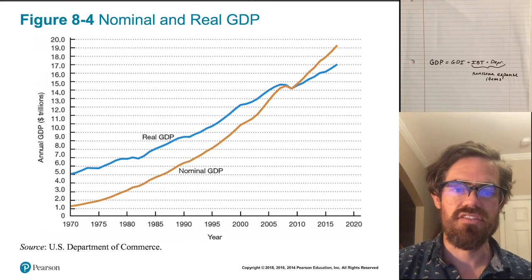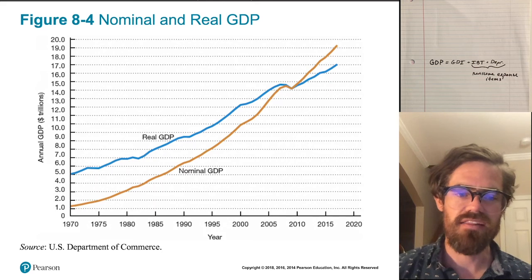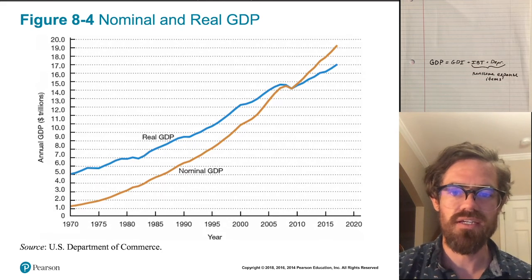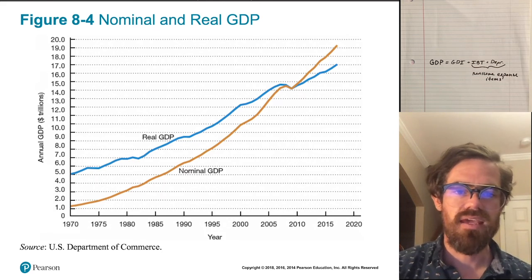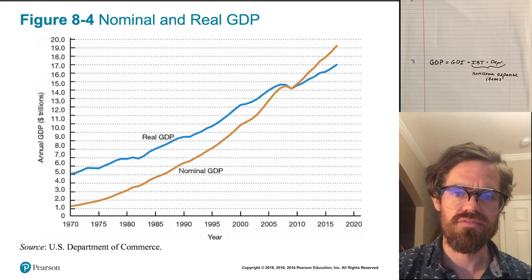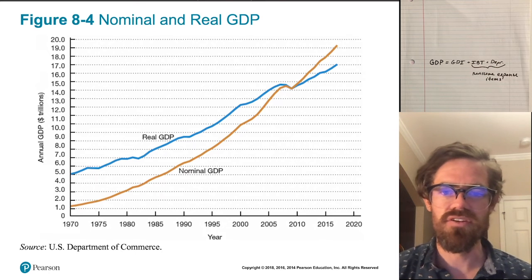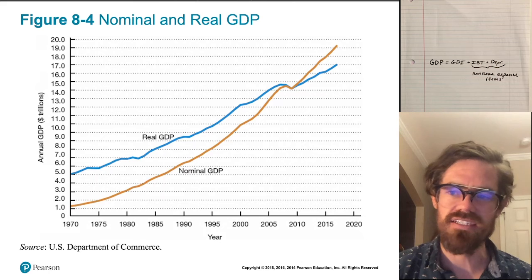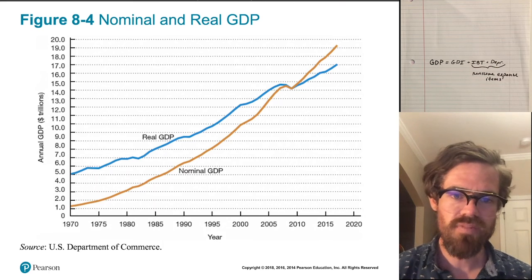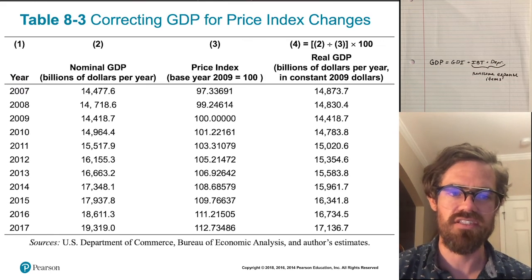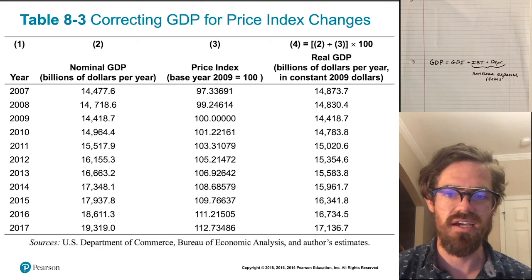Let's look at a graph of these things. So we've got the years 1970 to 2020. Real GDP is the blue line, and nominal GDP is the tan or orange line. And you'll notice that in the base year, they're exactly the same, right? That's where they cross at that little dip there. So in the base year, real GDP and nominal GDP are exactly the same, and you can actually see that here too. In 2009, real GDP is exactly the same as nominal GDP.